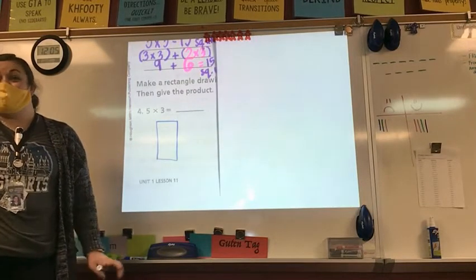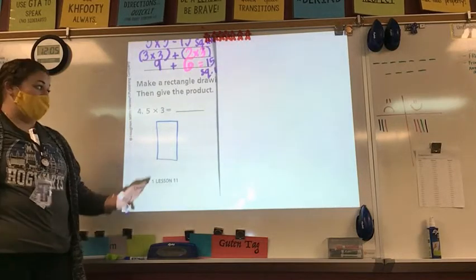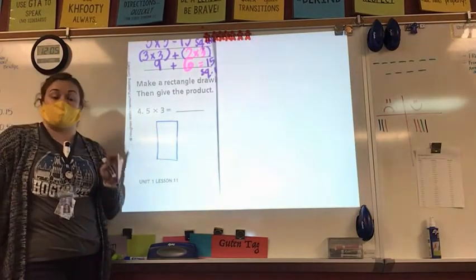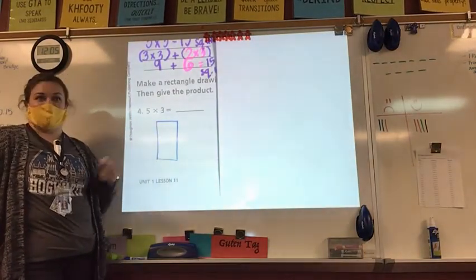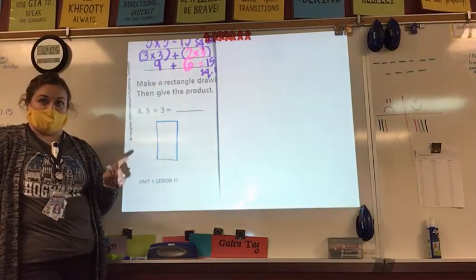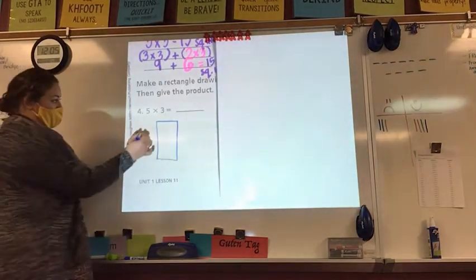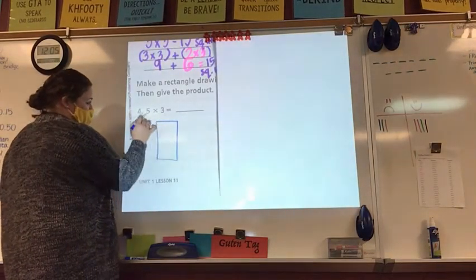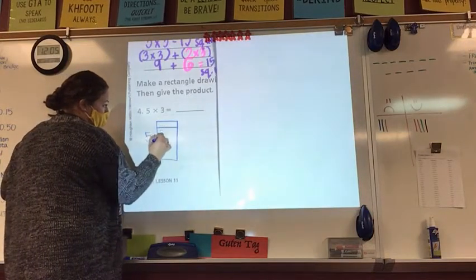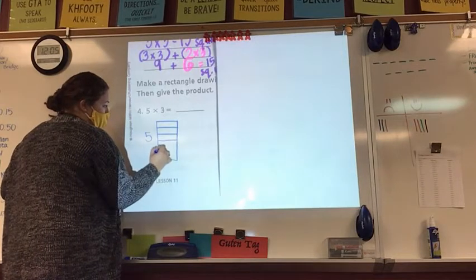Now here's the tricky part. We need to draw our squares. And if I drew 5 lines, it actually ends up giving me 6 squares because I was already given a top and bottom line. So I always draw 1 less line, and that's the toughest part about all of this. I need you to draw 4 because it's a 5 by 3. So you're gonna draw 1, 2, 3, 4 lines.